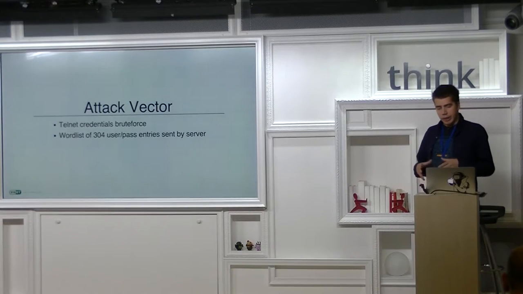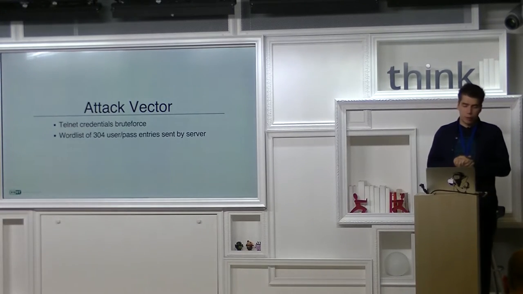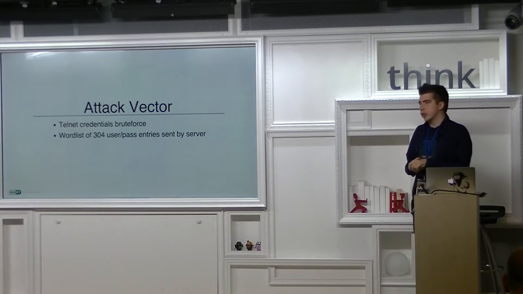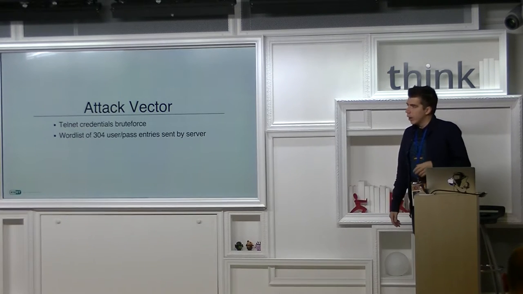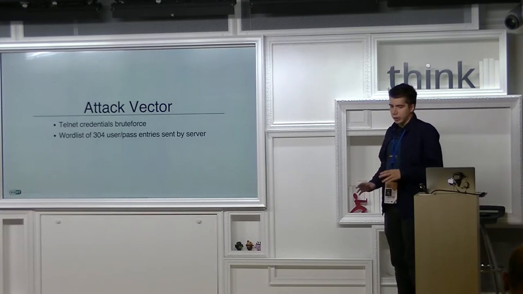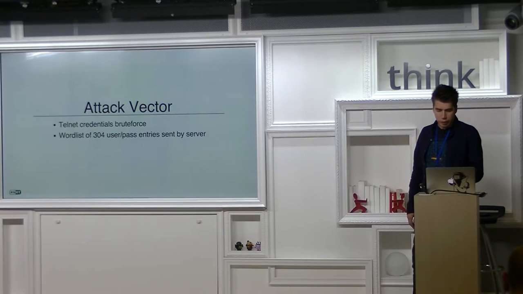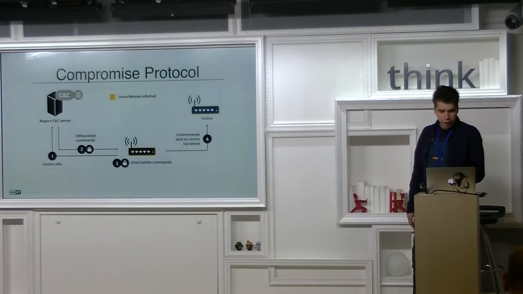The attack vector is a Telnet credential brute force using a word list of 304 user and password entries, which are provided by the CNC. We monitored the CNC for a few months, and the word list never changed. It was easy to find on the internet, so they used the list online.